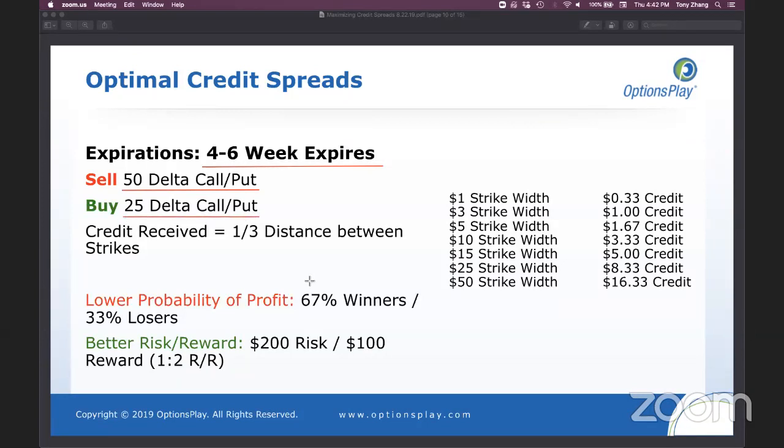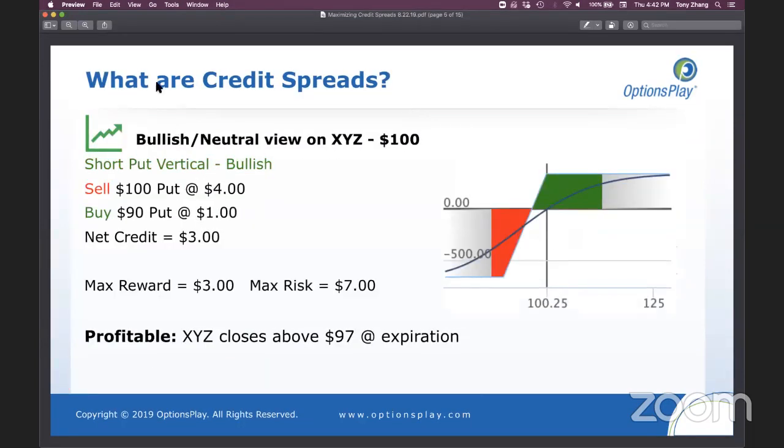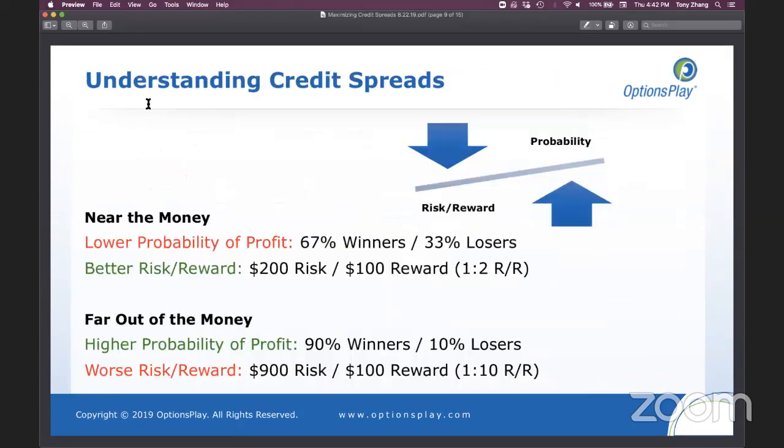And when you do this, the credit that you receive is roughly going to be 1/3 of the distance between the two strikes. In my example here, let me just show you, the distance between the two strikes is the distance between the $100 and $90 puts. So when I'm talking about selling a 100 strike put and buying back a $90 put, that's a $10 wide spread. So the width of that is $10. What you want to collect is roughly 1/3 of that, so about $3.33. That is, in our opinion, the best strategy to take when you're utilizing these put credit spreads.